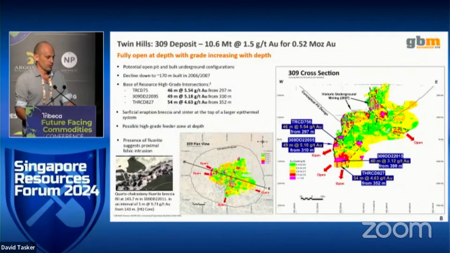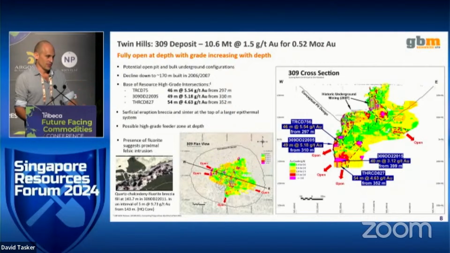The first deposit I'm going to talk about is, for me, probably the most exciting. With epithermal gold systems, you can really understand where you're at based on the veining and the alteration. The first thing that's clear is there's sinter on surface, and this is an eruption breccia. So we're very high up in the system, and the goods should be at depth.